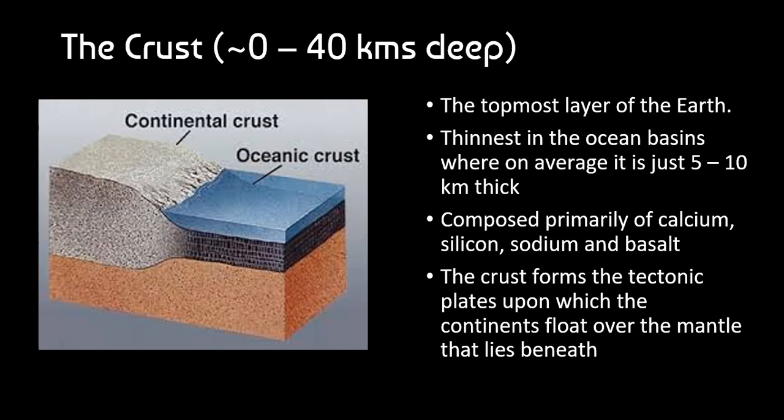Next, we have the crust. This is the topmost layer of the Earth. It's thinnest at the ocean basins, where it's just 5 to 10 kilometers thick on average, but it can get up to 40 kilometers along the continental plates. The crust is mostly composed of calcium, silicon, sodium, and basalt. And it forms the tectonic plates upon which the continents float over the mantle that lies directly beneath.